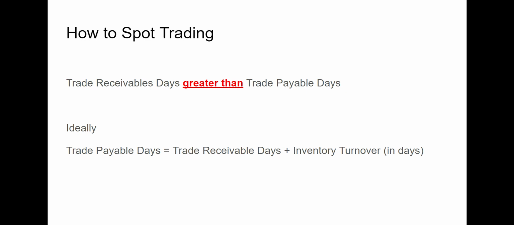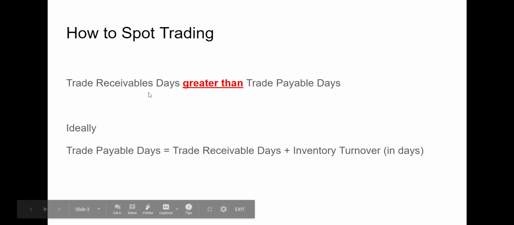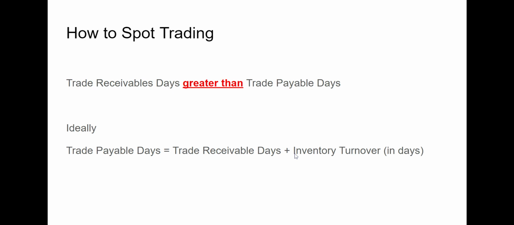And an ideal way that we would want this to really sort of pan out is that our trade payable days are equal to or less than our trade receivable days plus our inventory turnover in days. Because what that means is we receive the goods in on average on day one, and maybe our inventory turnover days are 5 days. So it takes us 5 days to sell them.